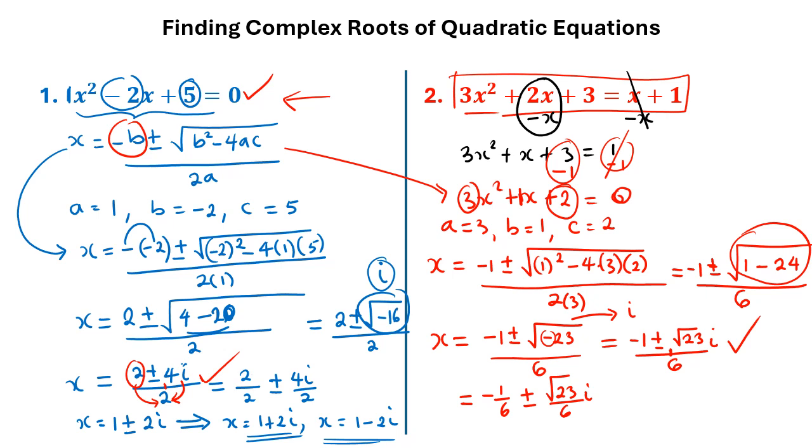So this is what I'm getting for the roots of x, and I can just separate them to get my final result. Which means x is either negative 1 over 6 plus the square root of 23 over 6 i, or, you can use a comma, x will be equal to negative 1/6, this time minus the square root of 23 over 6 i. So you can see how bad the roots are, but this is how you can leave your answers.